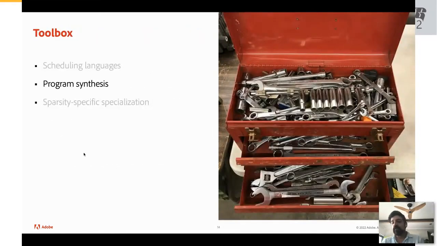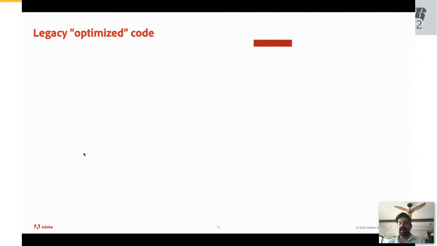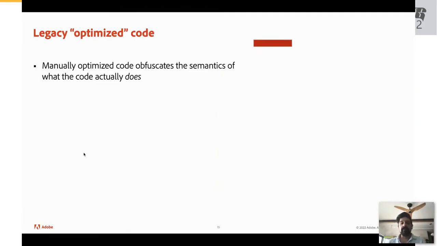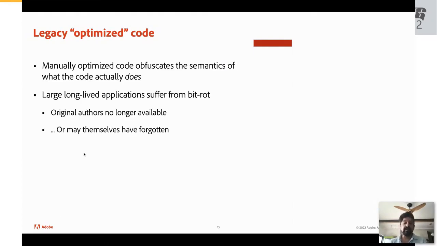The second tool that I want to talk about here is called program synthesis. And program synthesis, I'm going to motivate by looking at the problem of legacy optimized code. One of the problems that having manually optimized code introduces is that if you look at this code, it's not immediately obvious what the code actually does.